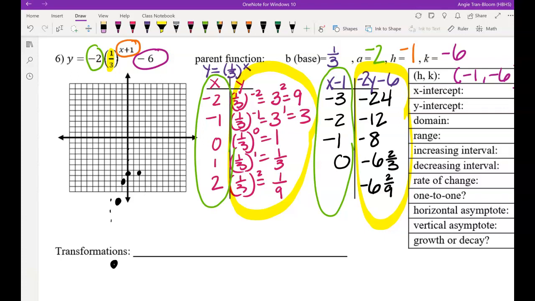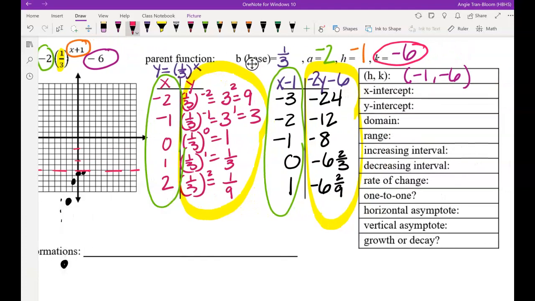You know what? 2 minus 1 is not 2. OMG, it's 1. 2 minus 1 is 1. See, guys? Hopefully you guys are telling me, oh my gosh, Mrs. Tran-Bloom, that is so not true right there. Okay, so remember we shifted 6 units down, so make sure, 2, 4, 6, we have this horizontal asymptote. Okay, we can fill that in. Horizontal asymptote y equals -6.